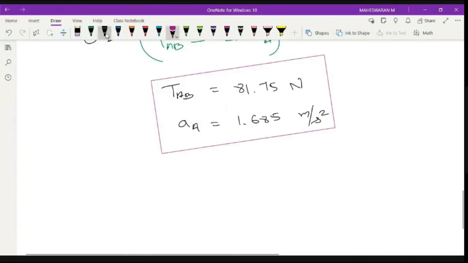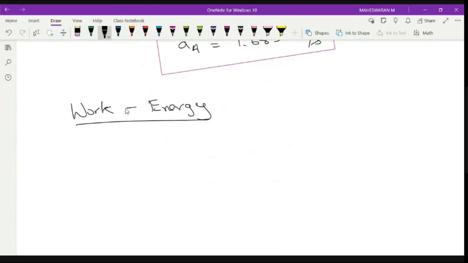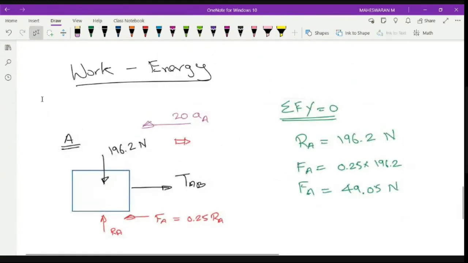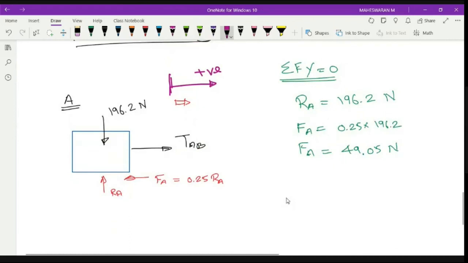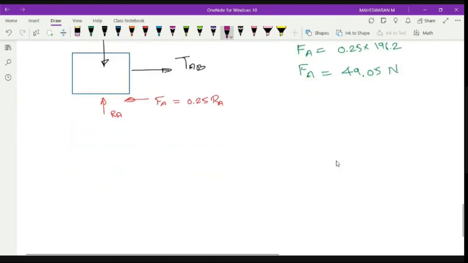I'll go for the next method, work energy method. So if I consider this work energy method, again for block A, I'm going to concentrate. The thing is, you don't have this force, mass into acceleration force, clearly, right? Movement is important. Here the movement is along this direction, so this is positive direction. That alone is important. Other things are no need. So Fy same, if I equate, I will get the same thing. Now my aim is to identify sigma Fx. It is not equal to 0.